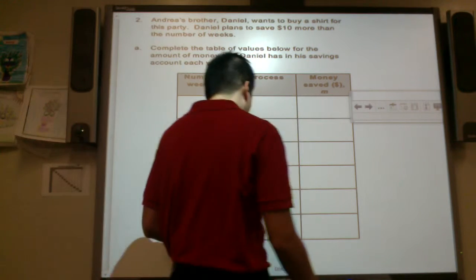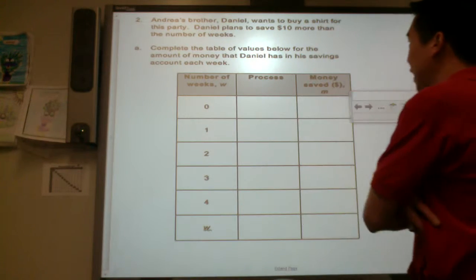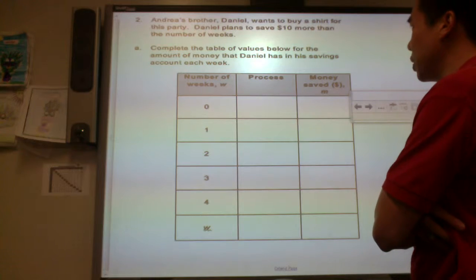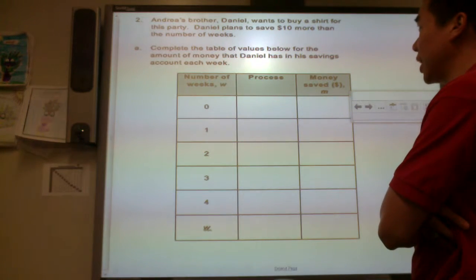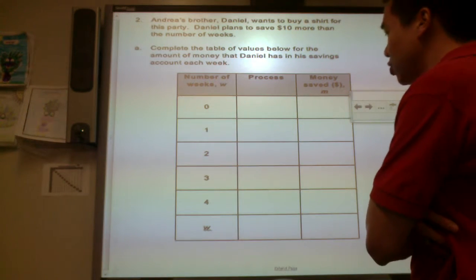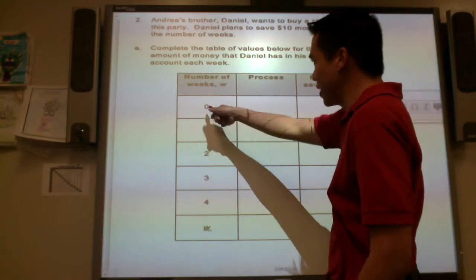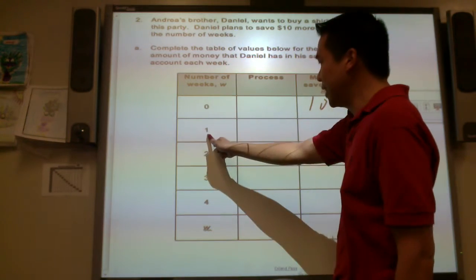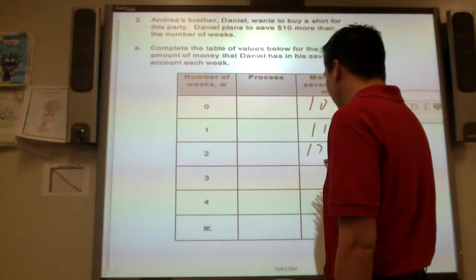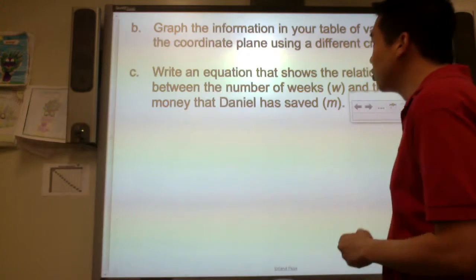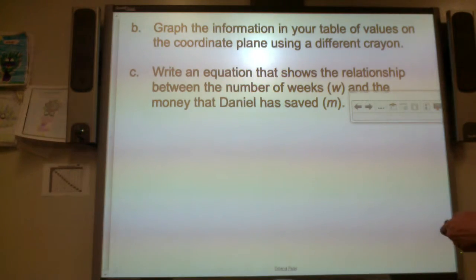Let's use a different pen color, red. Andrea's brother Daniel wants to buy a shirt for the party. Daniel plans to save $10 more than the number of weeks. Complete the table. So $10 more than the number of weeks: 10, 11, 12, 13, 14. Now graph the information in your table.